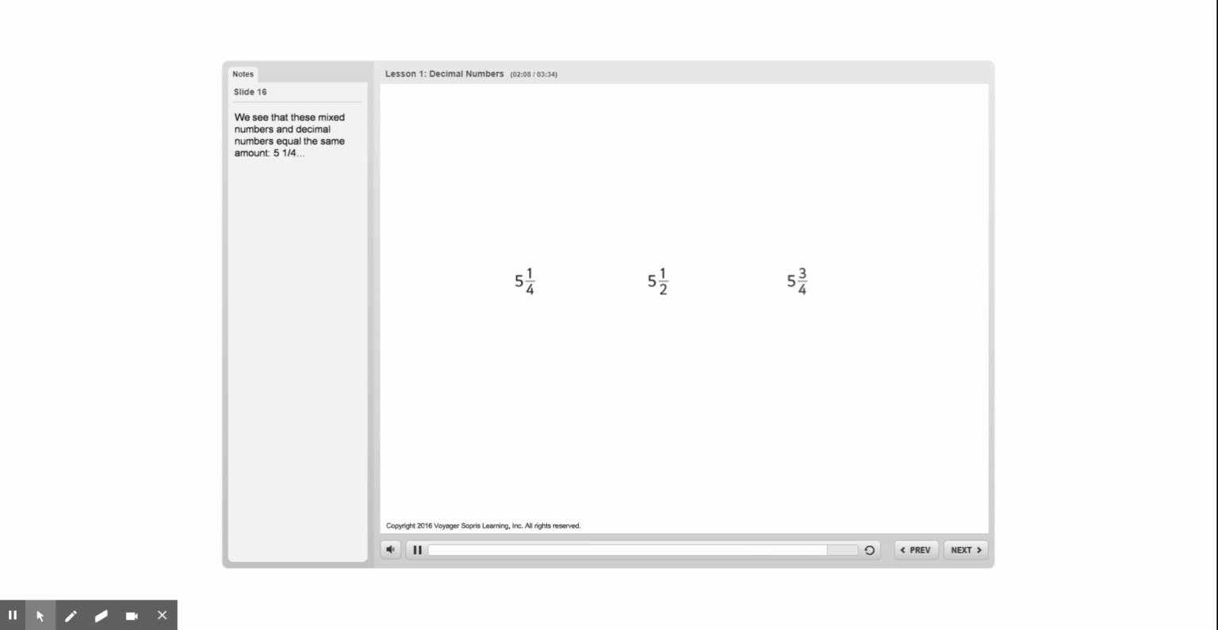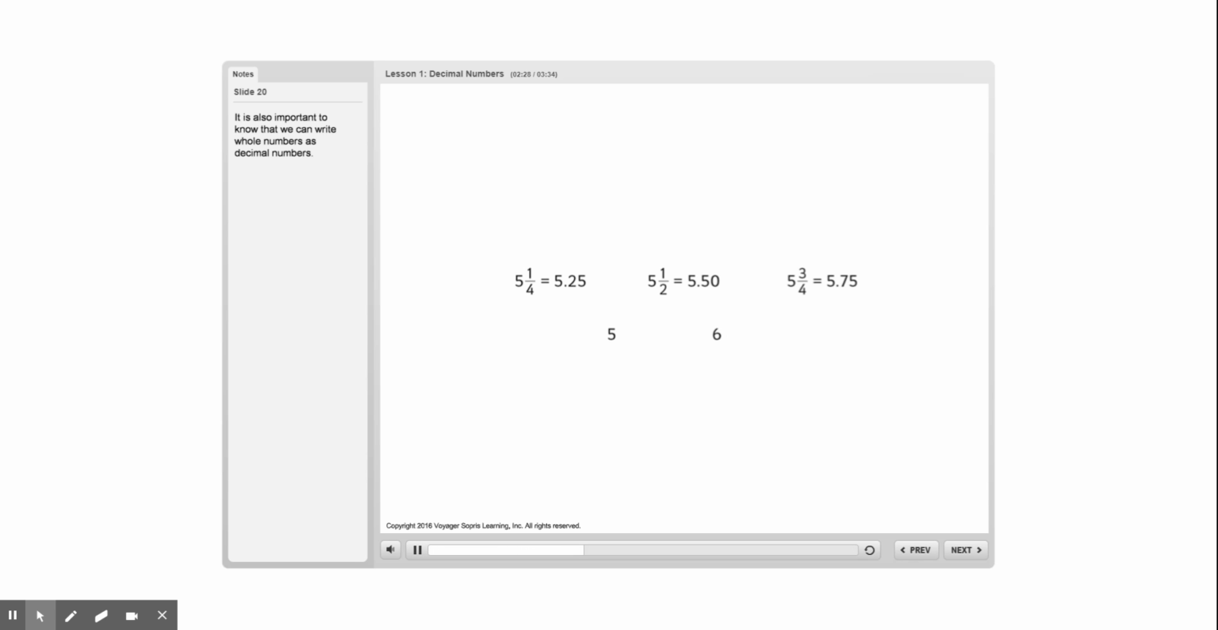5 and 1/4 equals 5 and 25 hundredths. 5 and 1/2 equals 5 and 50 hundredths. And 5 and 3/4 equals 5 and 75 hundredths.